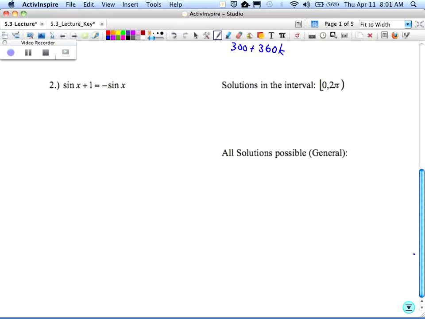Here I have 2 trig functions, one on each side of the equation. So what I'm going to do first is add the sine of x on both sides. So this is 2 sine of x. Are you okay if I subtract the 1 right away? Yeah. At the same time? So I'm going to subtract 1 on both sides. And then we divide by 2.